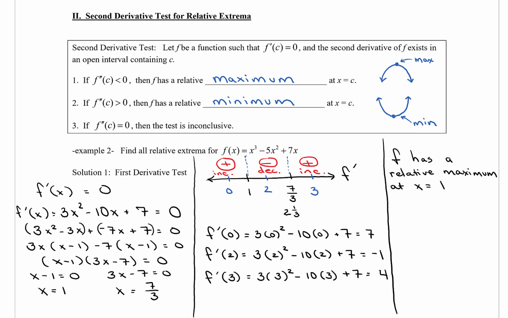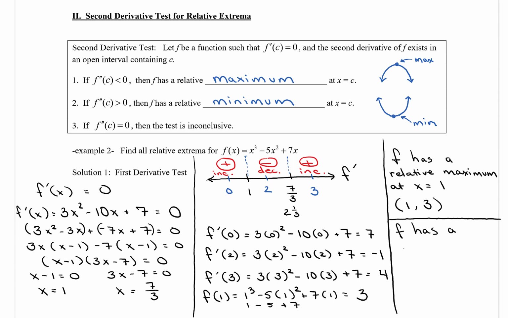In order to find that exact point, that ordered pair, I'm going to have to substitute 1 into my original function. So f of 1 is equal to 1 cubed minus 5 times 1 squared plus 7 times 1, which is 1 minus 5 plus 7, which is equal to 3. So my ordered pair for this relative maximum is going to be at 1, 3. I'm going to draw a horizontal line segment to separate my conclusion of my relative max from my relative min. I'm going to write down f has a relative minimum at x equal to 7/3.